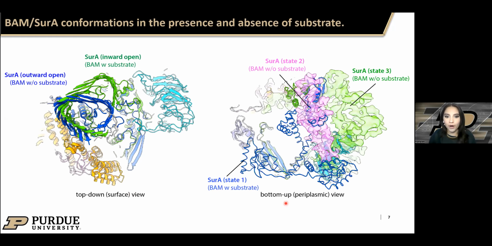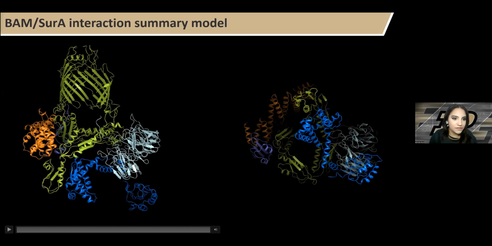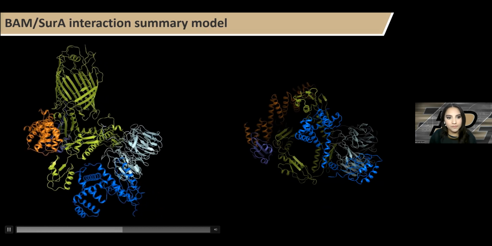Now, looking from the bottom up, the periplasmic view, you can see here this dark blue ribbon is SIR-A on Dr. Wu's structure, and the density that I see for SIR-A in my structure is denoted in cyan and also in green. So you can see there are 2 very distinct conformations of SIR-A in my structure. So to have a better view, here is a video showing the dynamics of the complex when it's bound to SIR-A.